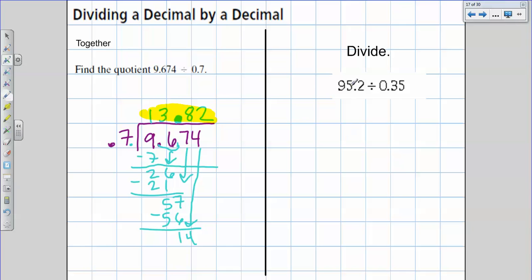All right. In this one, we're going to have to move our decimal point 2 times instead of 1 time. So I'm going to have 95 and 2 tenths divided by 35 hundredths. So again, I'm going to have to move my decimal point over 2. So notice here I'm going to have to add a 0 in and then pull my decimal point up.